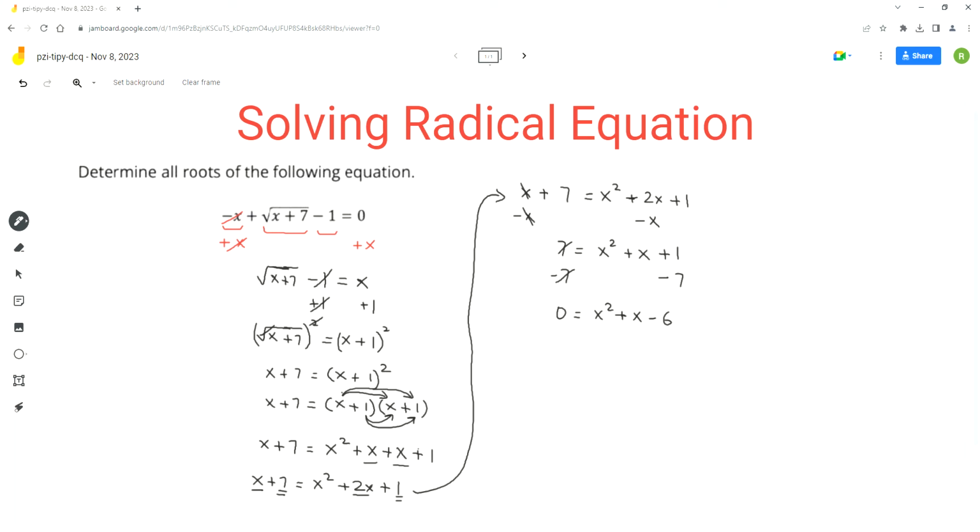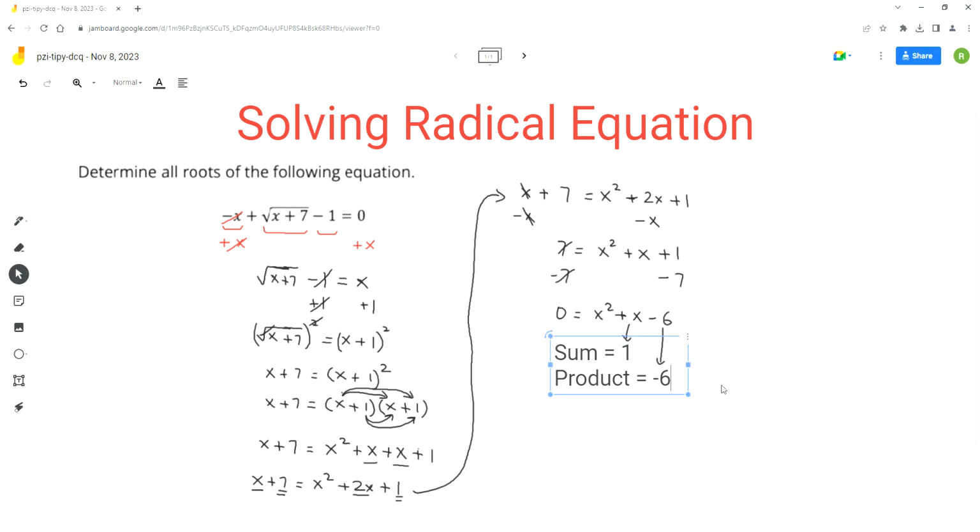Now this is a simple trinomial because the coefficient of the x squared term is 1, or the invisible 1. There is no number with it. So we can use the sum and the product rule. So we have to find two numbers whose sum is 1, which is the coefficient of this x term, and the product is negative 6, which is the number term at the end. So now we have to find the two numbers.